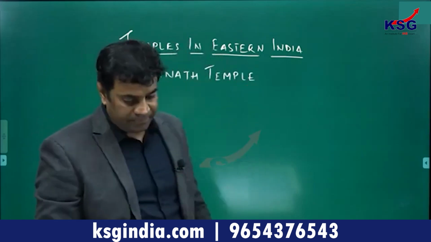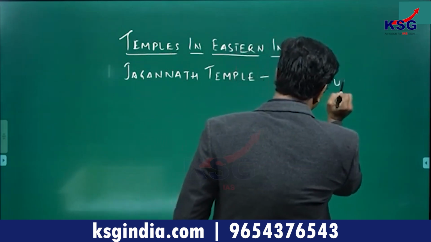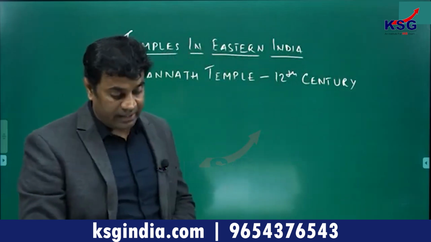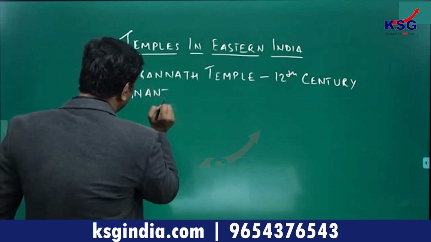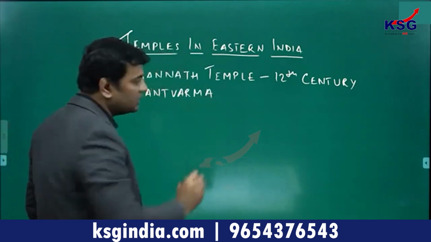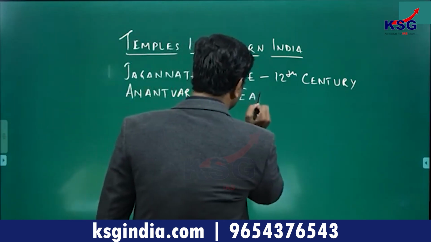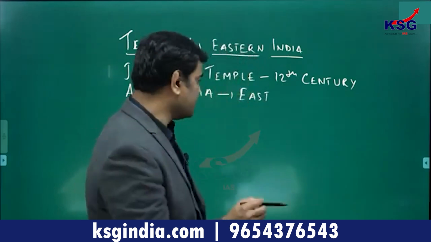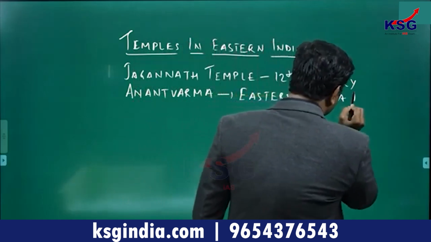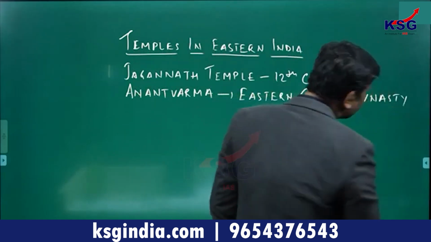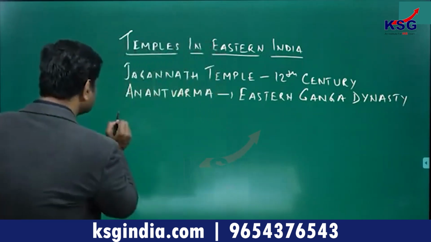The Jagannath temple was constructed in the 12th century AD, and it was constructed by Anant Varma, who also belonged to the Eastern Ganga dynasty, who constructed the Sun temple.